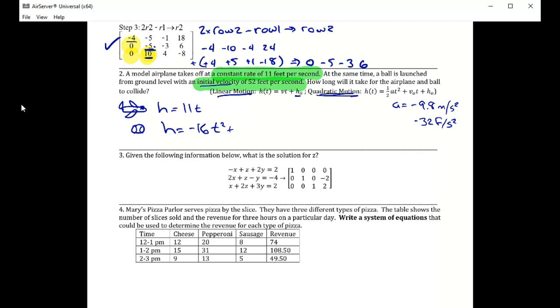We have an initial velocity of 52, so 52t. And again, we're starting at the ground, so we're going to start at a height of 0. So we just leave the 0 off. We have a couple of choices here, but we have two easy choices. We have h equals 11t and h equals negative 16t squared plus 52t. We could graph this into y1 and y2 using x for t, and then do second trace intercept.